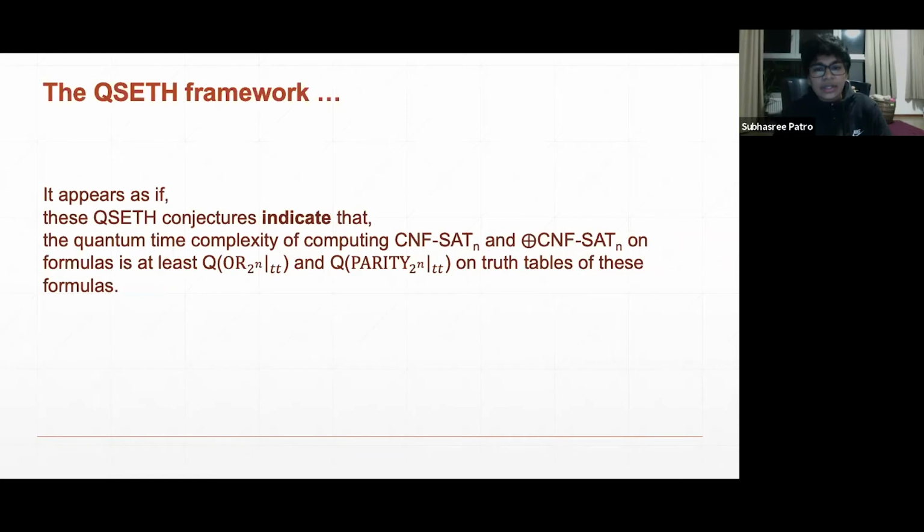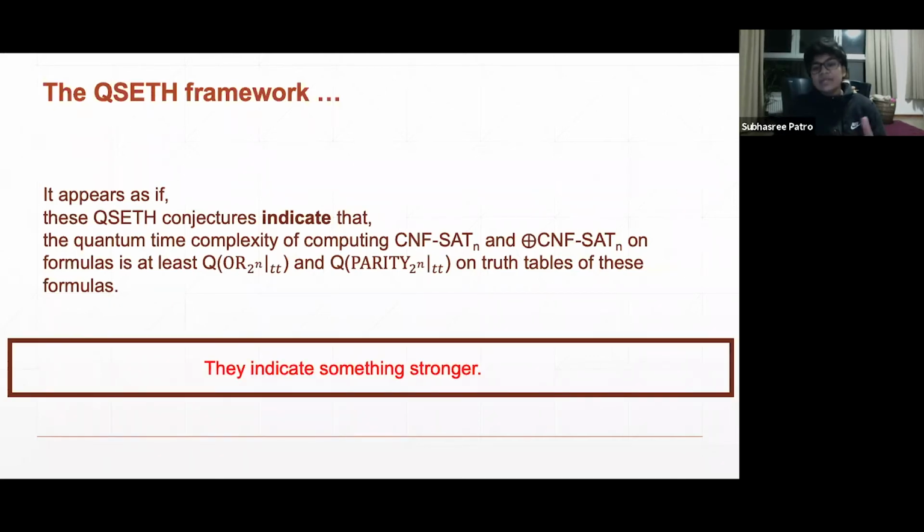Now, till now, whatever we have discussed, it feels like these conjectures of computing CNF SAT or parity CNF SAT on formulas are like the query complexity of those properties on their truth tables. Okay, but I will now show you that these conjectures indicate something much stronger.